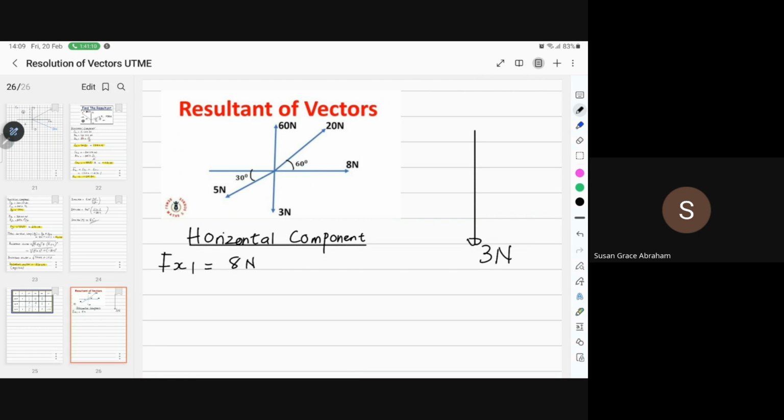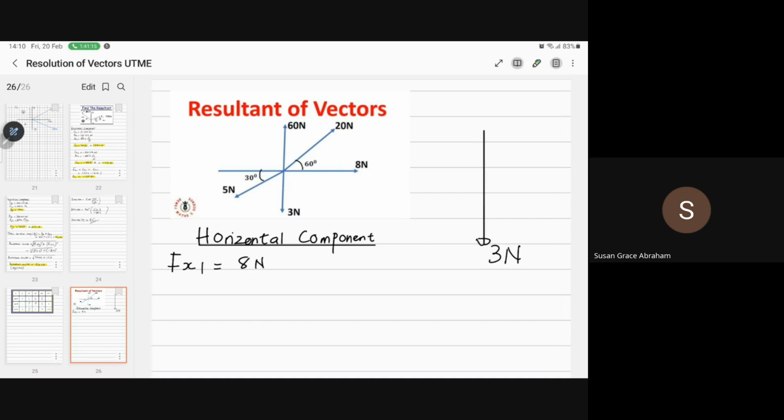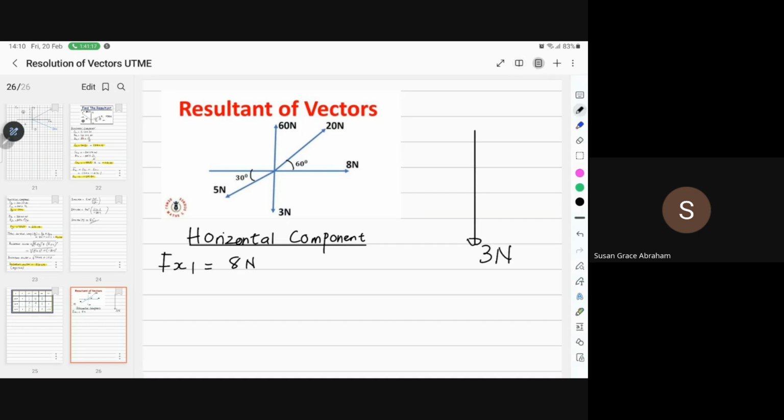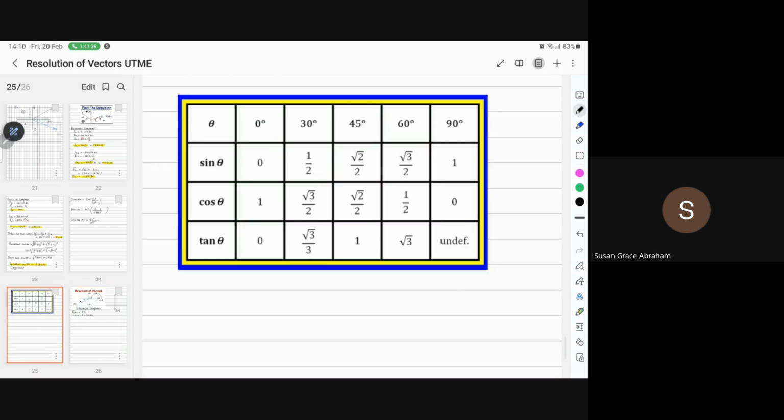All right. Let's proceed. The next value I'm going to resolve for the horizontal component is, let's look at 20. Now, 20 is pointing to somewhere. It means that for Fx2, the angle here is 60 degrees. And I want to bring this 20 so that it will lie down flat to the horizontal. So it's going to be what? 20 cos 60, because the angle is with the horizontal. And from our special angles, cos 60 is 1/2.